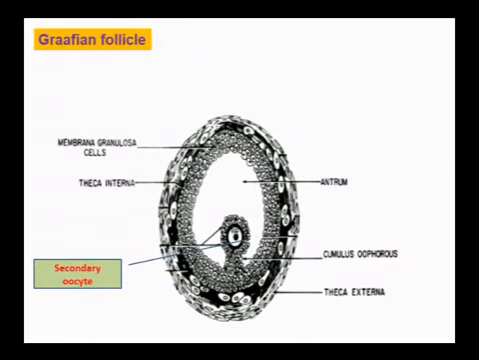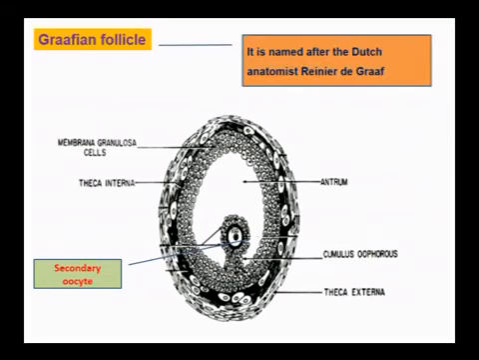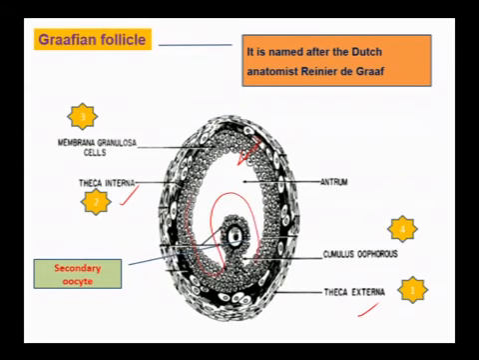Coming to the Graafian follicle. It is named after Dutch anatomist Reinier de Graaf. It's a mature follicle in the ovary. It is spherical in shape, covered by an outer fibrous layer known as theca externa. It is covered by an inner layer called theca interna. Several layers of cells present below the theca interna constitute the membrana granulosa. The cells of the membrana granulosa project towards one side, forming a mound of cells known as cumulus oophorus. This encloses the secondary oocyte.